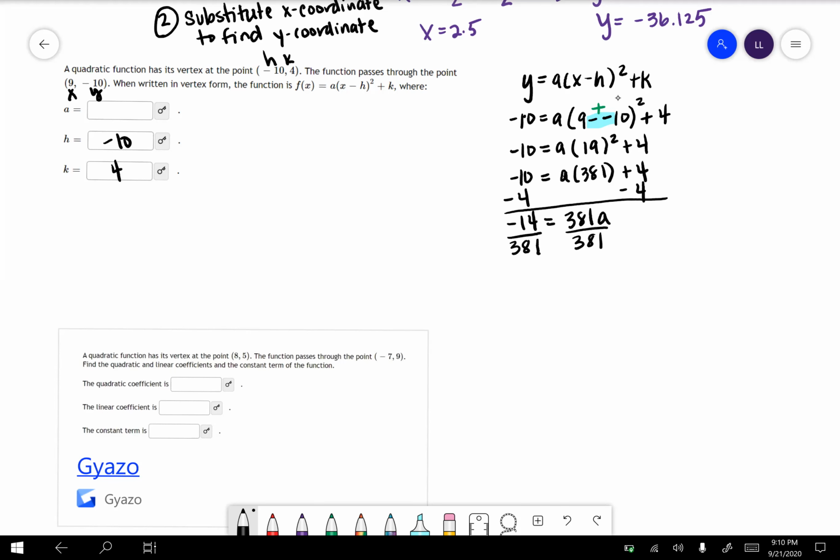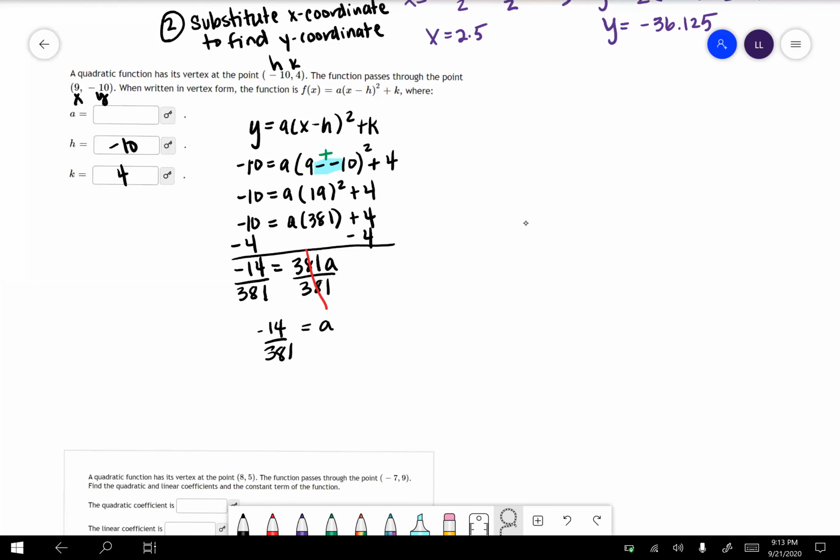And so A, and this cancels out at this point. So A is equal to negative 14 over 381. We just need to see if that simplifies any. So let's go to decimals to check. So negative 14 over 381 doesn't actually simplify. We kind of already knew that, right? We just use decimals to make sure.